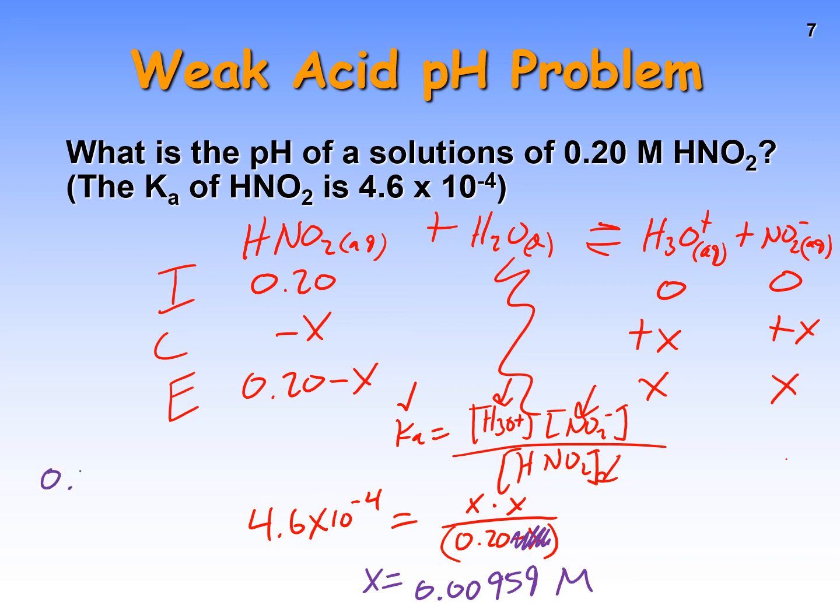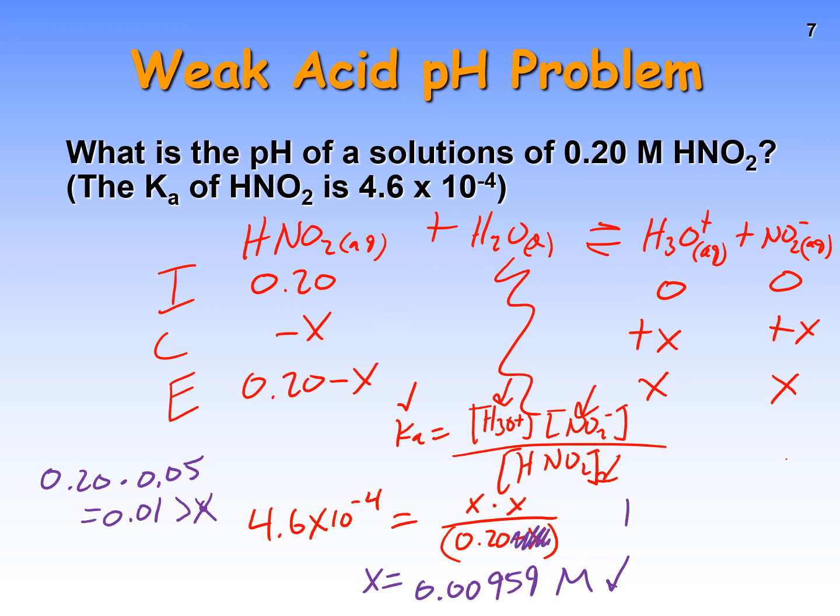Now, just to be sure, let's double check to make sure x is within 5% of our initial concentration. So I need to go, okay, 0.2 times 0.05, what is that, right? And I get that that's equal to 0.01. Now, is x less than 0.01? Hey, just barely, but it is, so we're good.